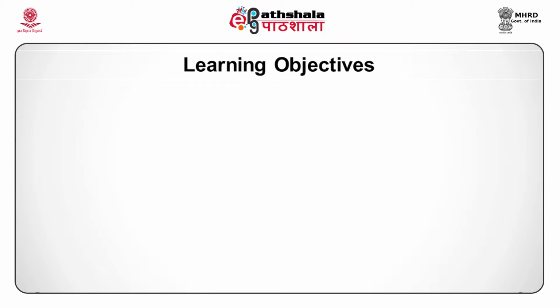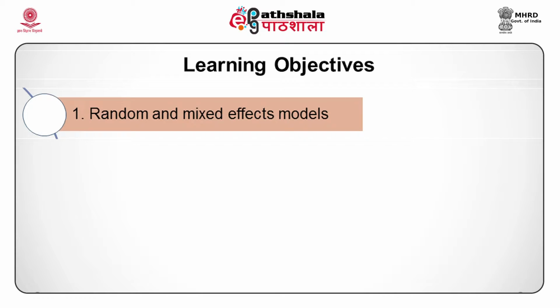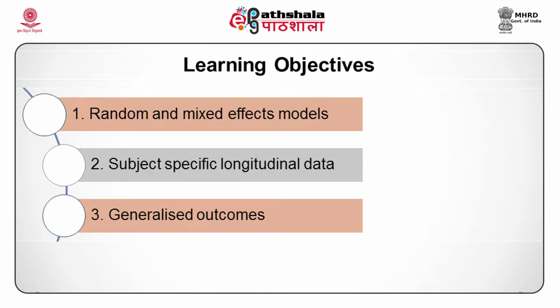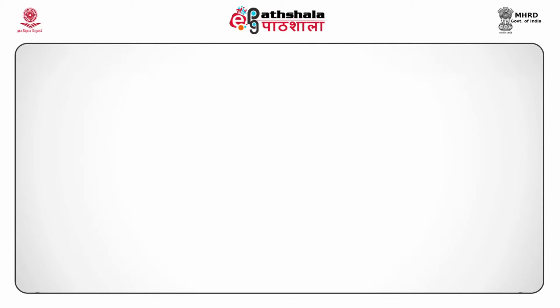Learning objectives for this module. We shall first define the random and the mixed effects model. Next, we shall introduce the concept of subject-specific longitudinal data and see how the random and mixed effects model can be used to make inferences in this case. Next, we shall generalize these concepts to the case where we have a generalized outcome, that is, an outcome from the one parameter exponential family. And finally, we shall touch upon some of the properties of subject-specific generalized linear models.